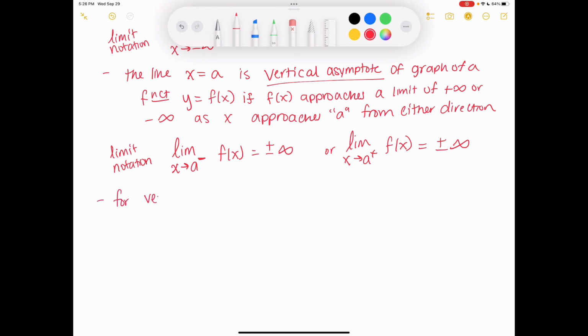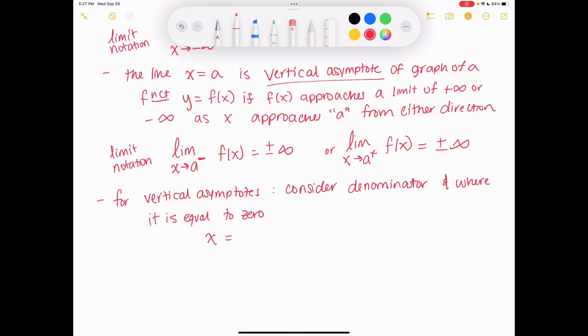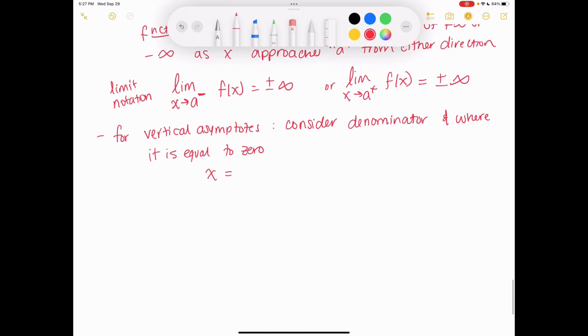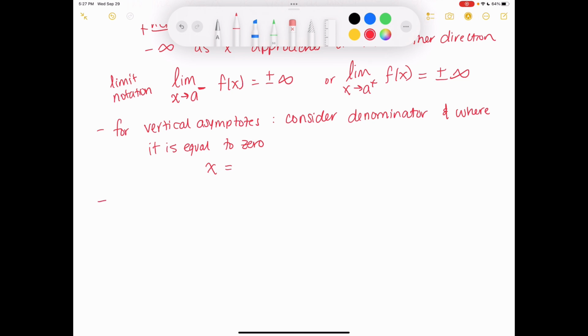For vertical asymptotes, consider the denominator and where it is equal to 0, x equals whatever. Vertical is probably the easier one because you're really just looking at the bottom of a fraction and saying, where's that equal to 0? That's all you have to do for vertical.